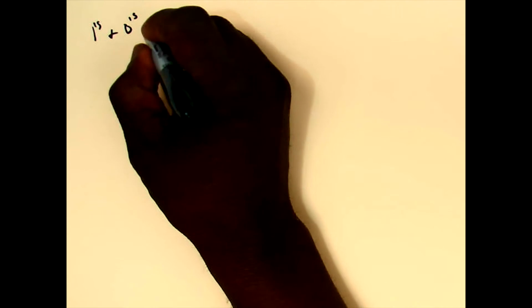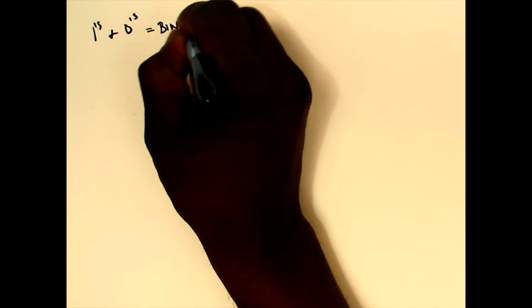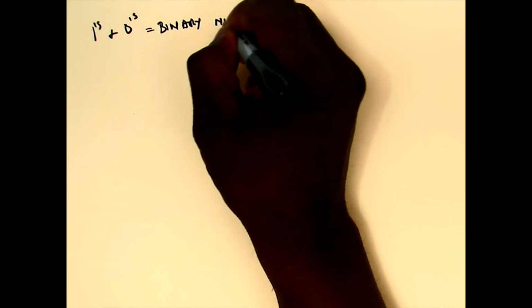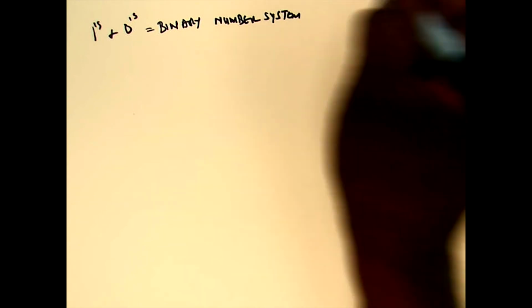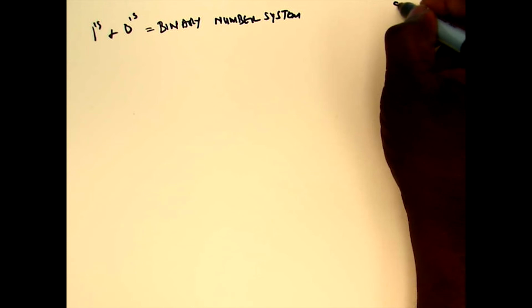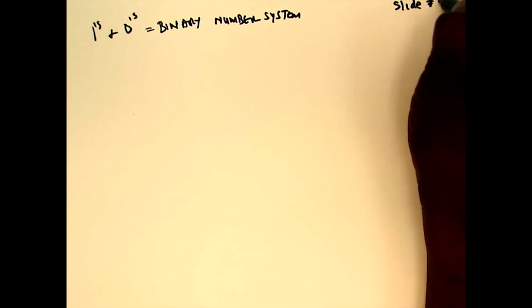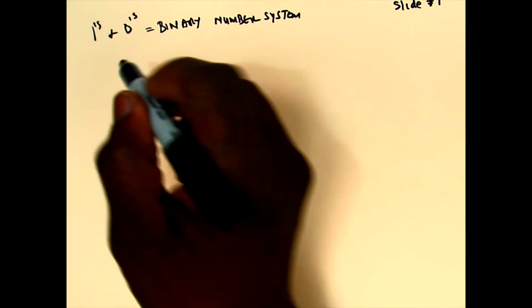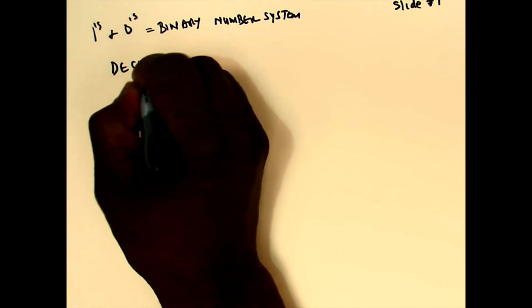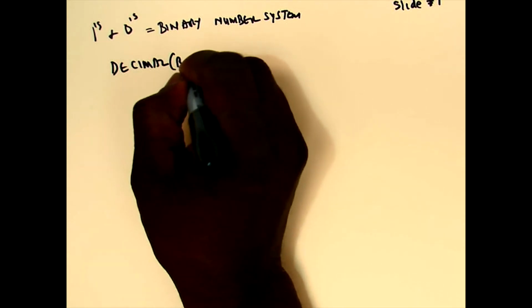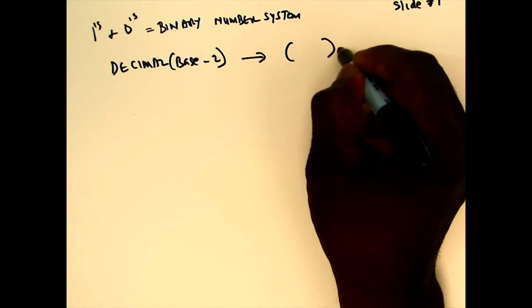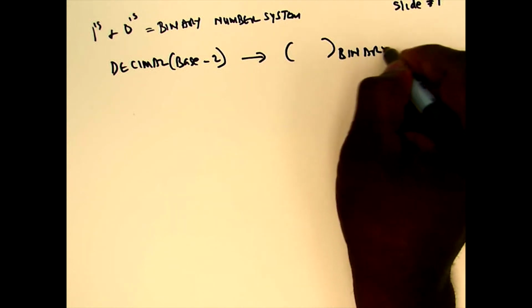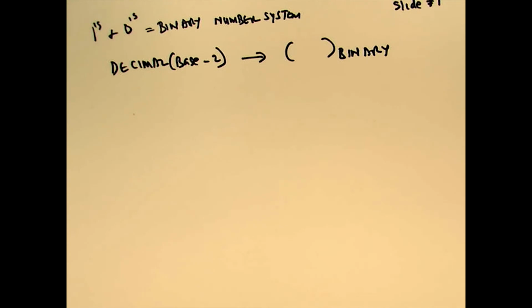Ones and zeros are known as binary, or what we call a number system. So slide 1 is going to talk about decimal, which is base 10, which we use every day. I will try to convert it to binary, which is the language of the computer, ones and zeros. Okay, so that's where we will start.